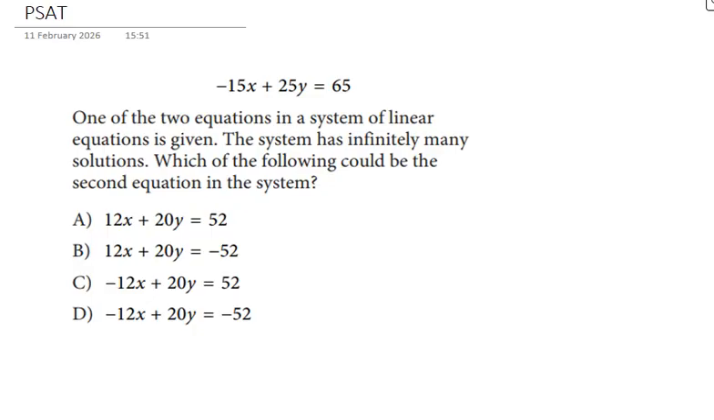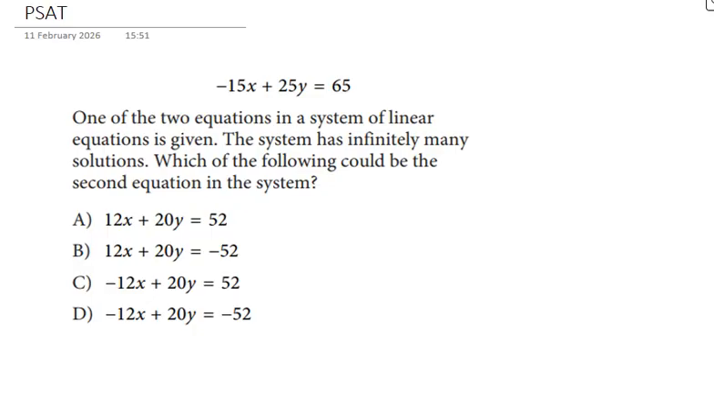I'll first read the question carefully. One of the two equations in the system of linear equations is given: negative 15x plus 25y equals 65. The system has infinitely many solutions. Which of the following could be the second equation in the system?